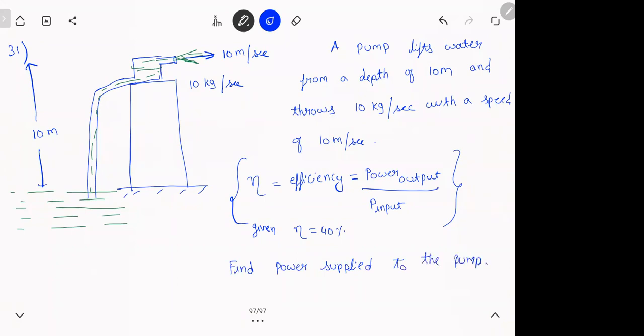Again, I'll repeat the question. You got a pump on a building of height 10 meters. It is pulling water from a depth of 10 meters and throwing out with 10 kgs per second with a speed of 10 meters per second. But efficiency of the pump is only 40%. So how much power are you actually supplying to the pump?